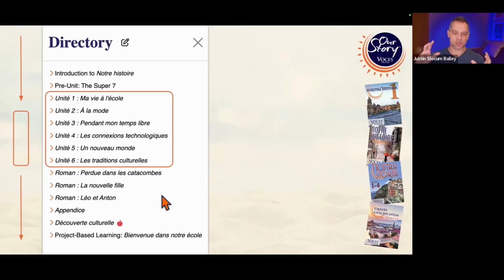Now, this is the zoom level where it's least important to notice this, because it's probably already obvious to you that the units of a textbook or the units of a curriculum are where most of the stuff happens.